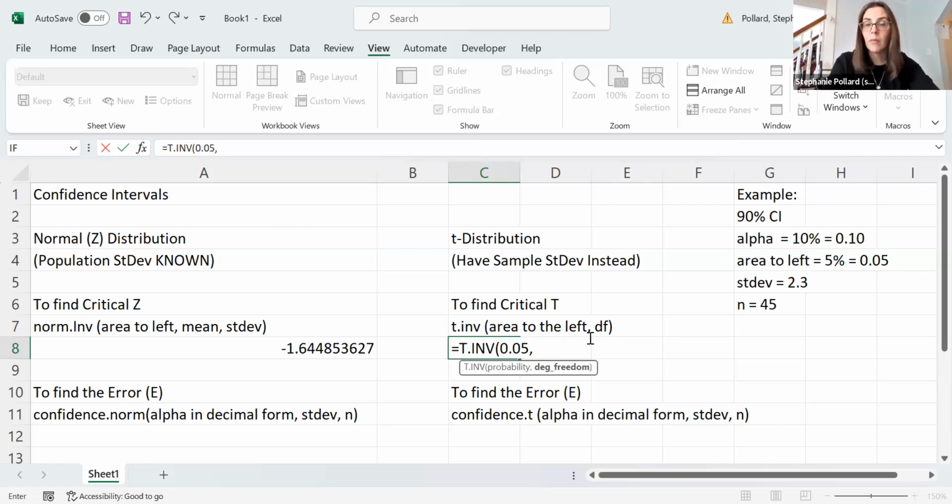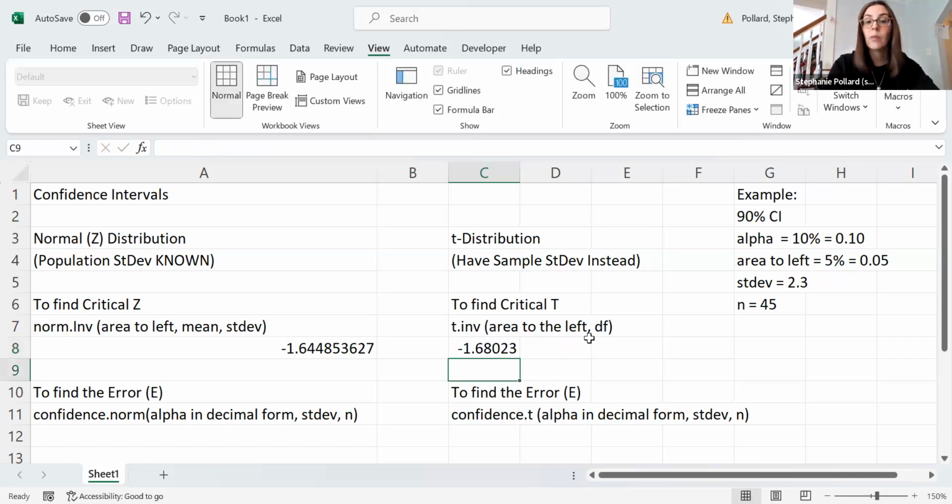Now, degrees of freedom, again, for this material, is going to be your sample size minus 1. That formula does change for different examples, but for our purposes, it's always going to be n minus 1, so sample size minus 1. So we would type in 44 here, and then we can go ahead and hit enter, and we would get the critical T value. Again, they're going to give you the negative version, so you can just use the positive in your formula.